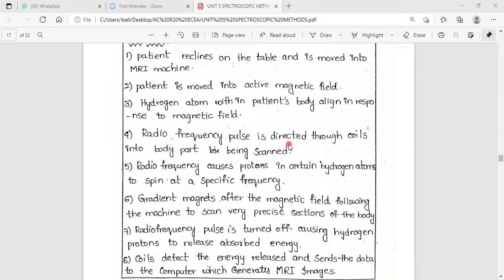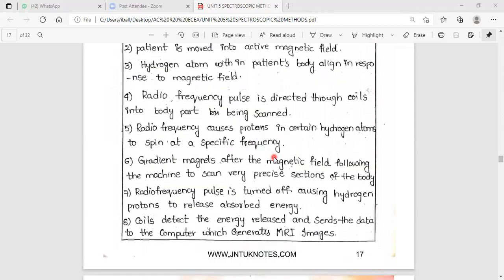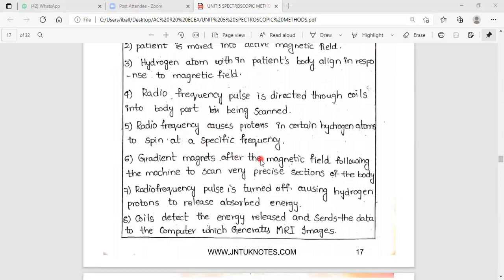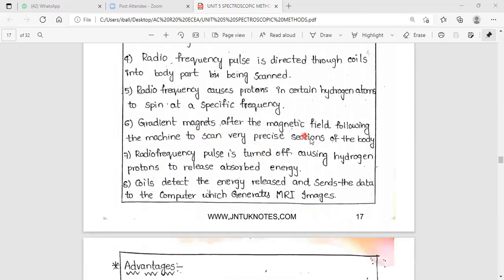Now, the radio wave frequency is applied to the patient, and the patient is scanned. The radio wave frequency causes protons in a certain hydrogen atom to respond. The human body containing the abnormal part containing hydrogen has a frequency which is explained based on the resonance phenomenon. Next, the gradient magnets, after the magnetic field, allow the machine to scan very precise sections of the body.